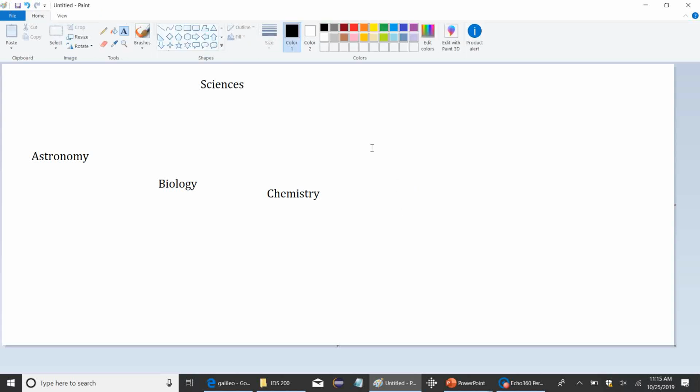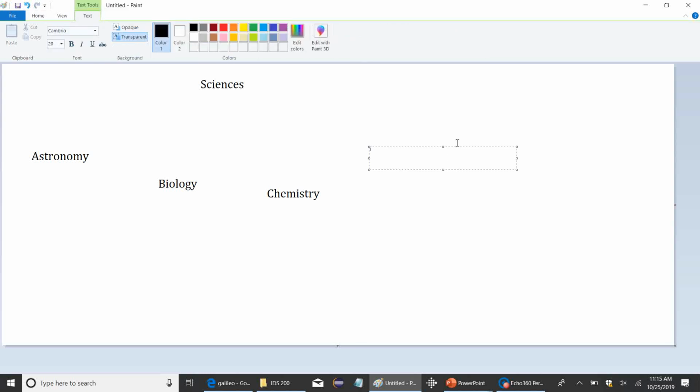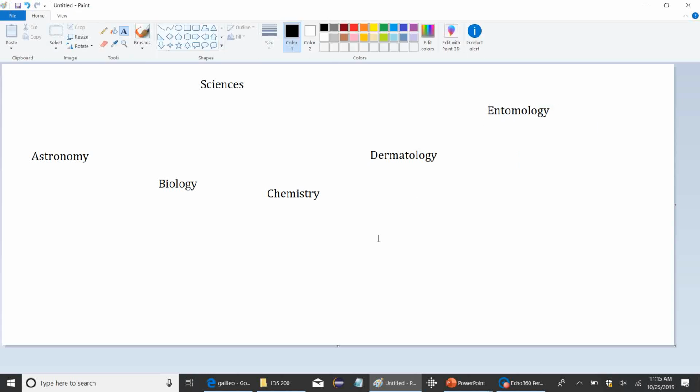We could do that. Let's think. Can we come up with something better? I don't know. Sure. Dermatology. All right. The study of derm, which is actually a term for skin. So there you go. And if you want to do E, you could do entomology. Okay, whatever. Anyway, so the point is, there are all these sciences.